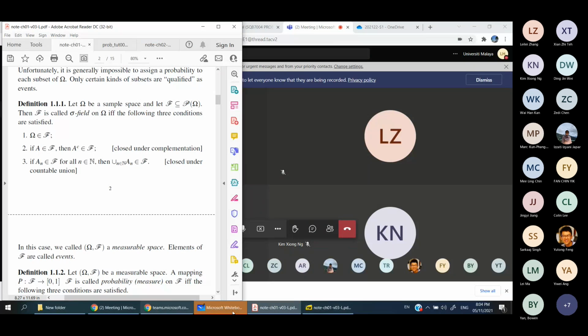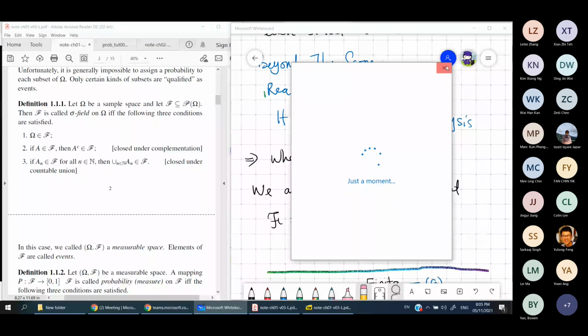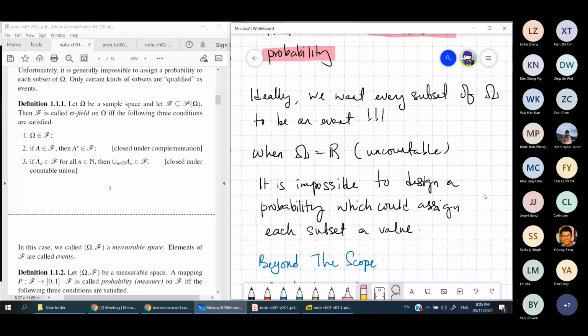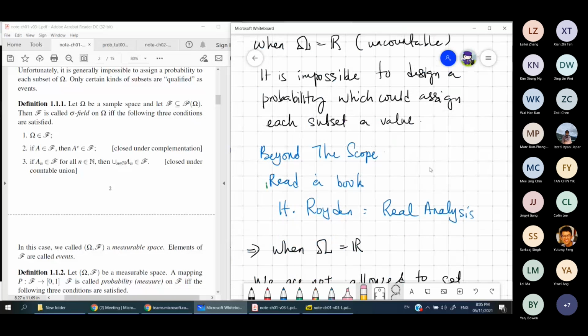Okay, so now let's come back to our lectures here. I think this is where we stop. This is what we have discussed just now, just for your knowledge. This is a fact. I'm not going to ask you to prove it, and you don't have to prove it. When omega is R, it is impossible to design a probability which could assign each subset a value. This is proven already. The proof is, like I said, beyond the scope of this subject.